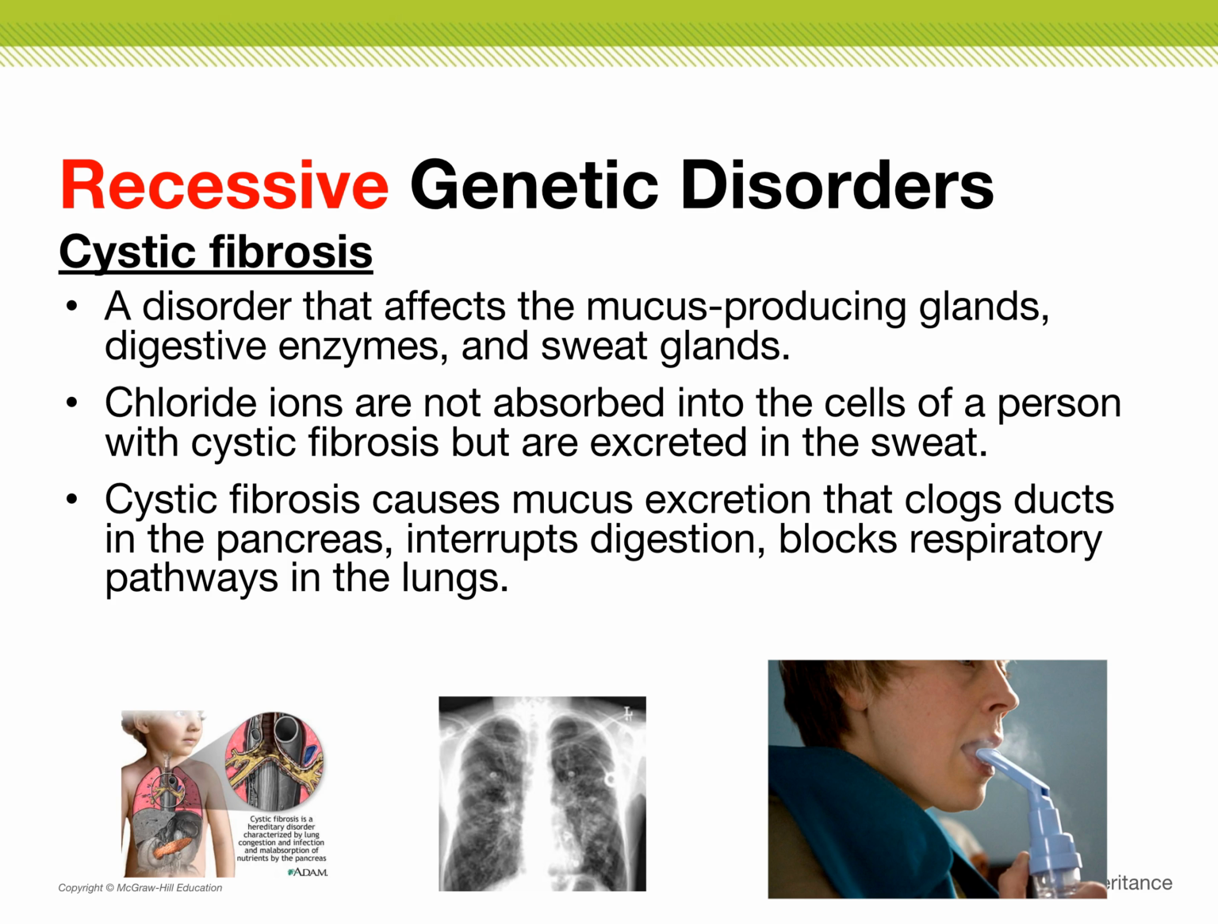The chloride ions are not absorbed into the cells of a person with cystic fibrosis, but they're excreted in the sweat. So the sweat will have those chloride ions. It causes mucus excretion that clogs the ducts in the pancreas, interrupts digestion, and blocks respiratory pathways in the lungs. So that's one recessive genetic disorder.